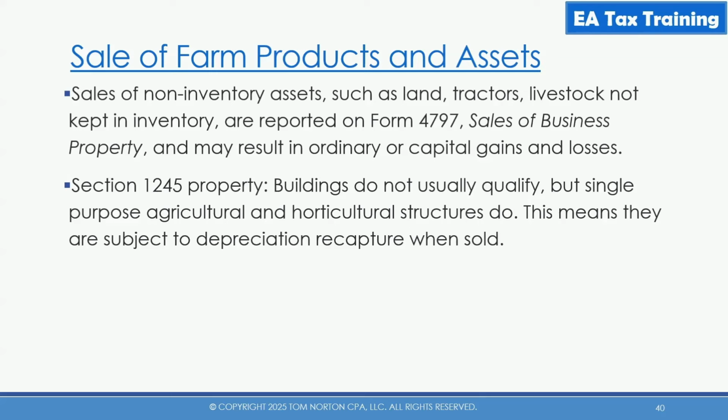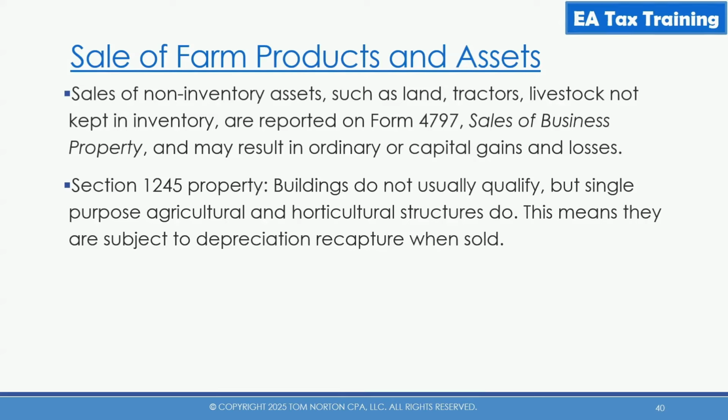Sales of non-inventory assets, such as land, tractors, livestock that are not kept in inventory, those are reported on Form 4797 and may result in ordinary or capital gains and losses. So that's just like any other business. They're non-inventory items that you are selling. You report that on the 4797.